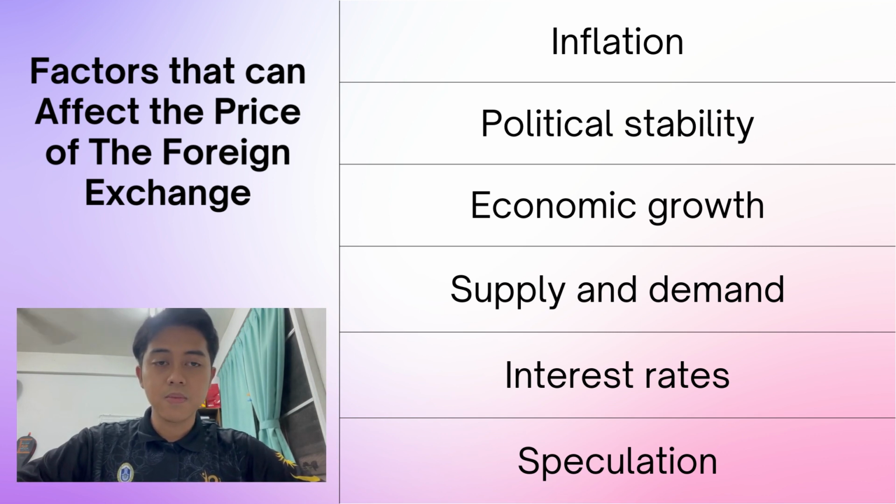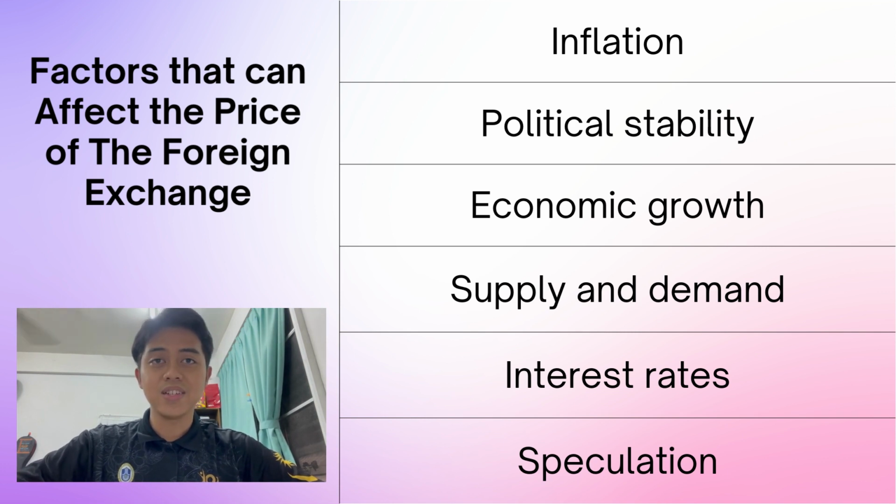Next is political stability. When a country is politically stable, the value of the currency tends to be more stable. However, when the country is politically unstable, the value of its currency can be more volatile.